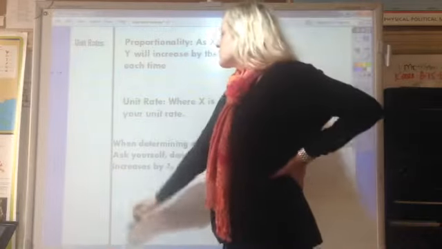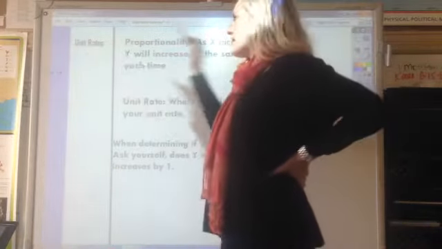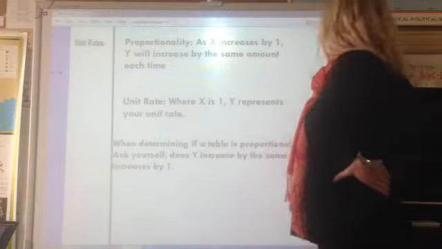On our notes page, go ahead and draw your line in the top left-hand corner. Go ahead and write unit rates. Don't worry about this yet. I'll tell you what to write.